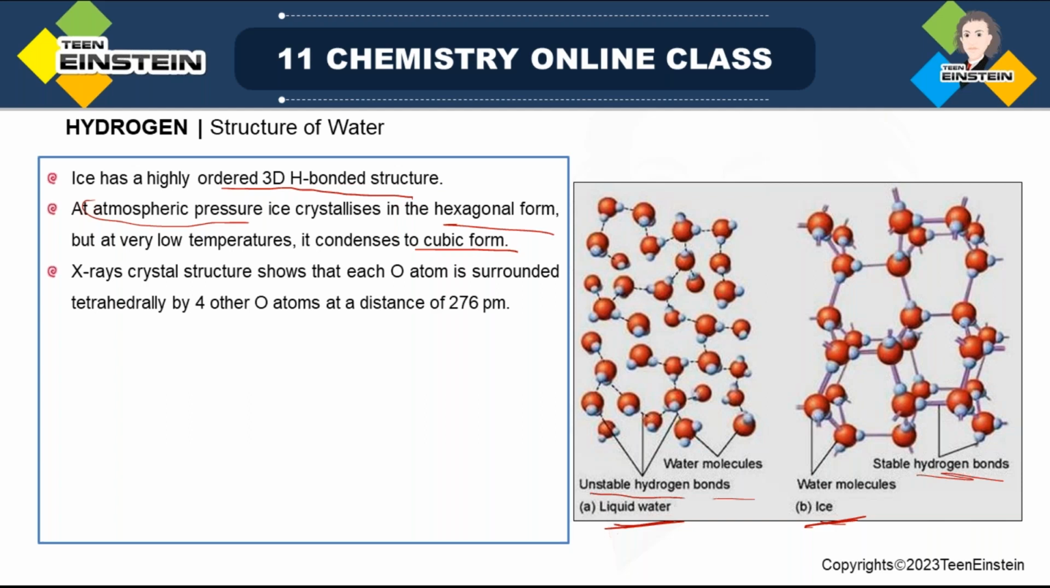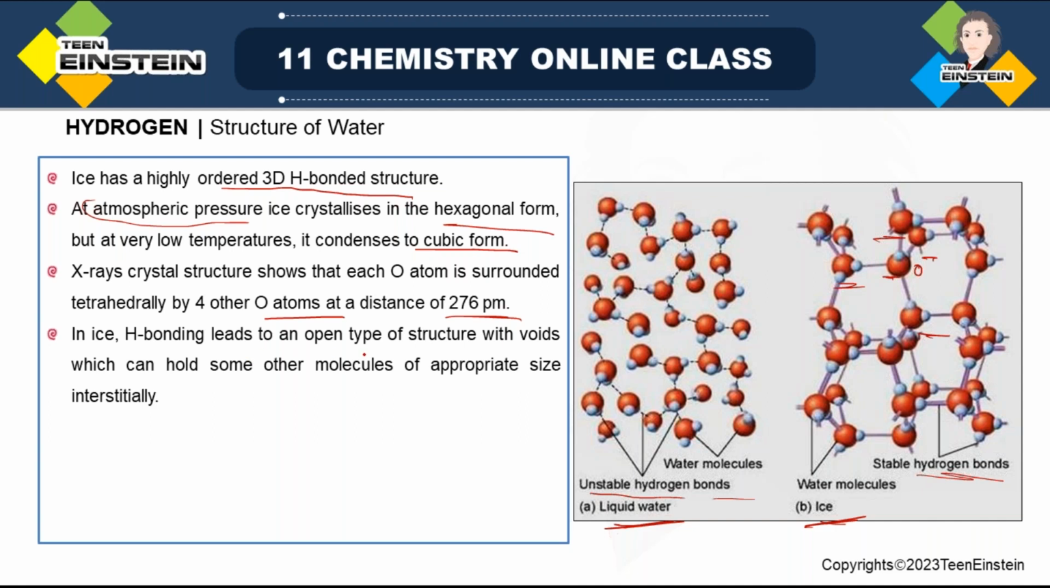Next, if we consider the X-ray crystal structure, it is observed that oxygen is surrounded by 4 other oxygen atoms, and they are present at a distance of 276 picometer. So if you focus on one oxygen atom and look at its surroundings, you will see there are a total of 4 oxygen atoms present, as if they are tetrahedrally arranged, and the distance is 276 picometer.